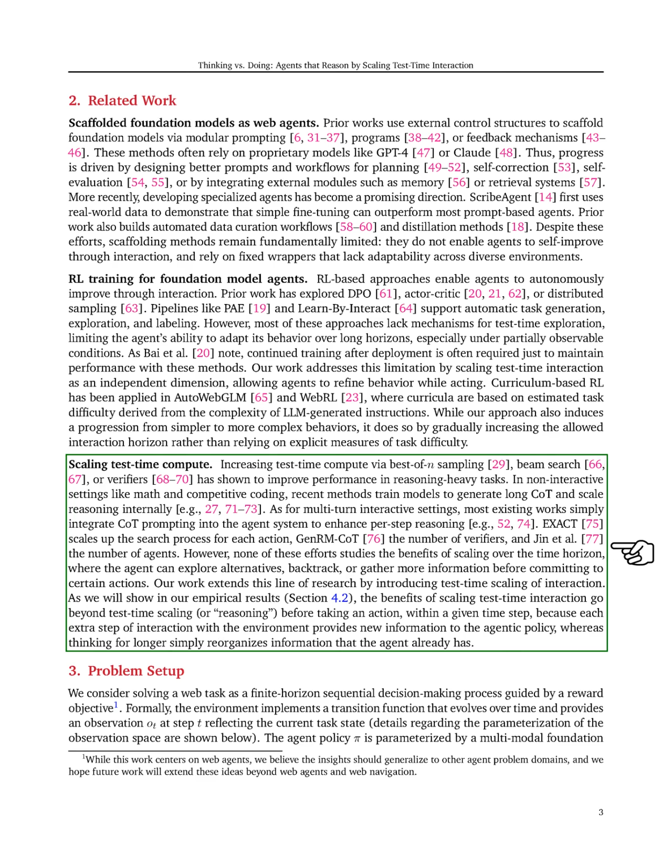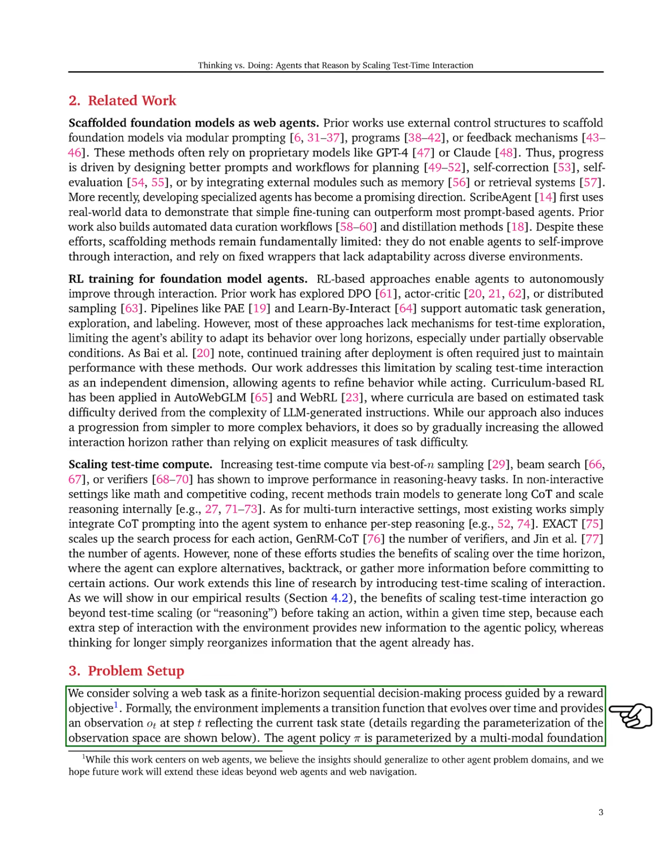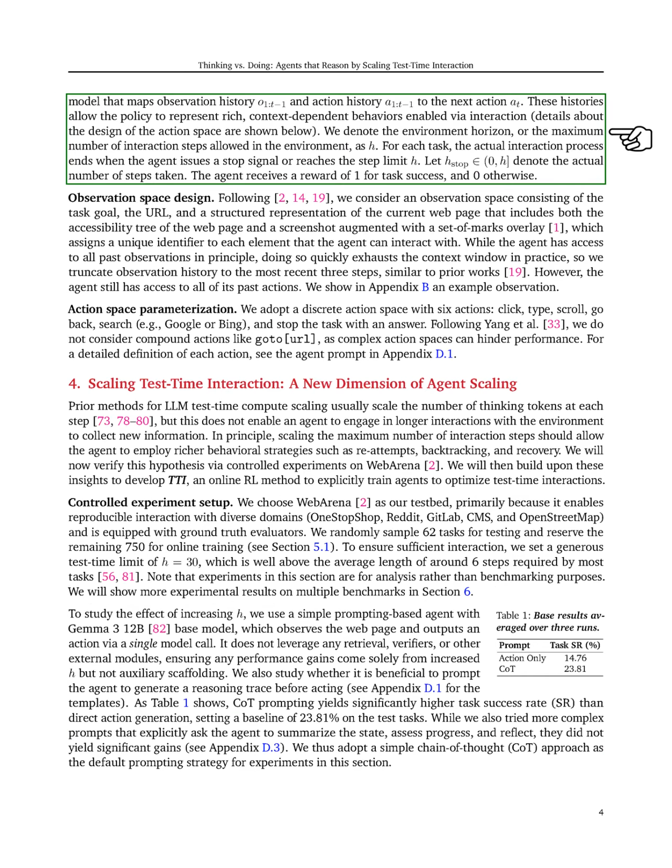Section: Problem Setup. In this section, we consider solving a web task as a decision-making process that unfolds over a set period, driven by a reward goal. Our environment uses a transition function that changes over time and provides us with an observation at each step, reflecting the current state of the task. The agent's policy is based on a multimodal foundation model that connects the history of observations and actions to determine the next action. This history allows the policy to exhibit complex behaviors through interaction.